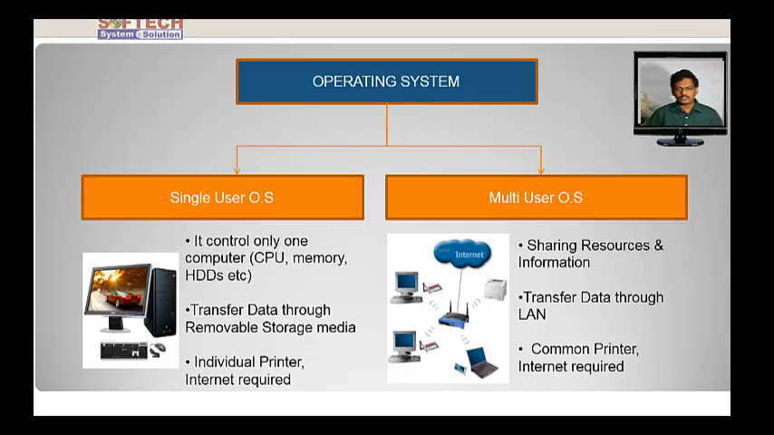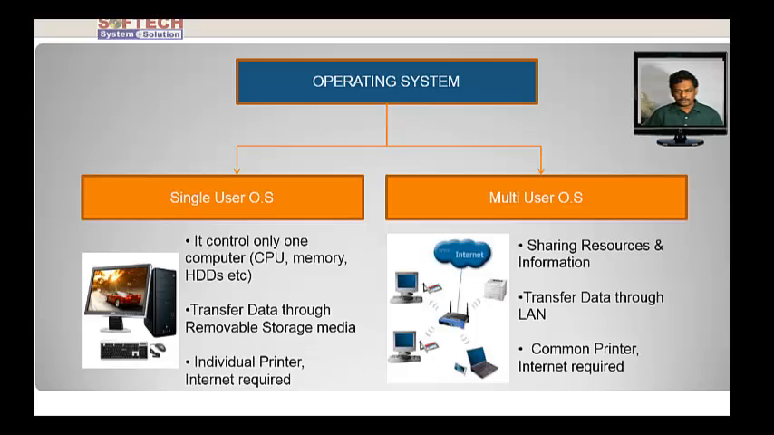At a time a single user can operate the computer. So it is a single machine, that is, a standalone machine. If we want to transfer data from one single computer to another, we use removable storage media like DVD, pen drive, disk, and so on. So it takes time. Transferring data through removable storage media is the only way to transfer data from one computer to another. Then an individual printer and an individual internet connection are required.